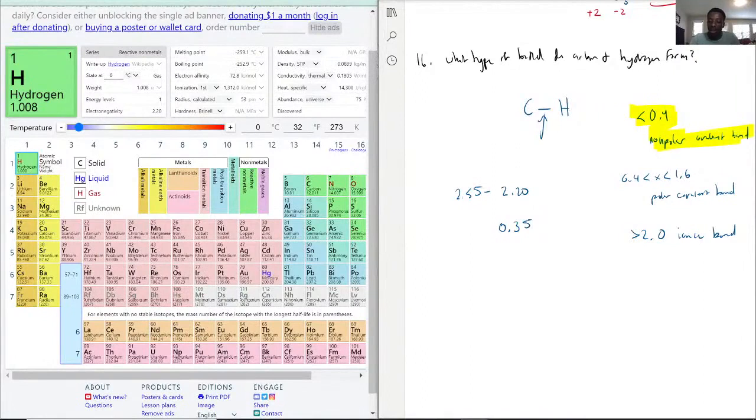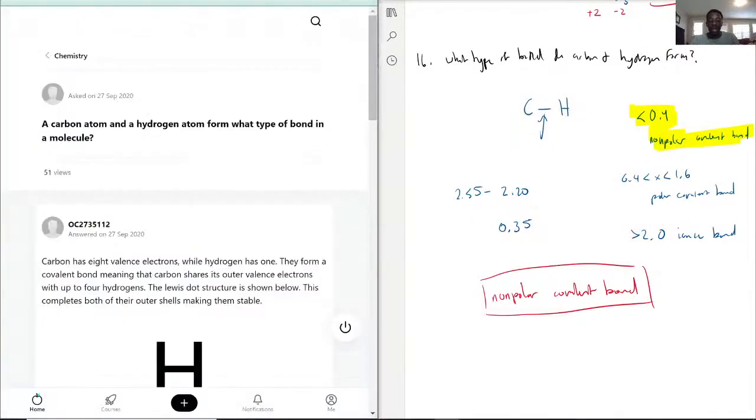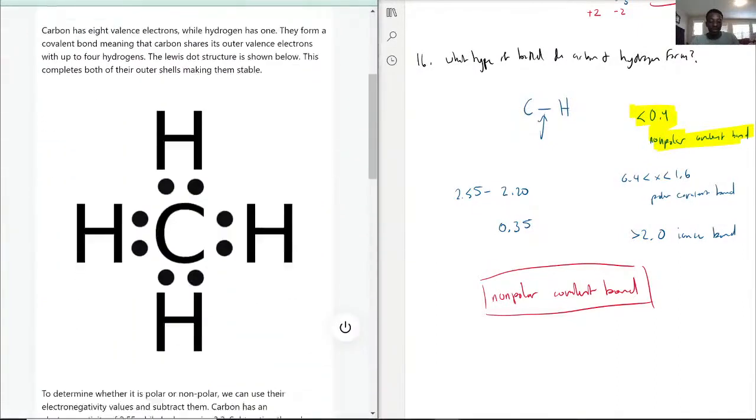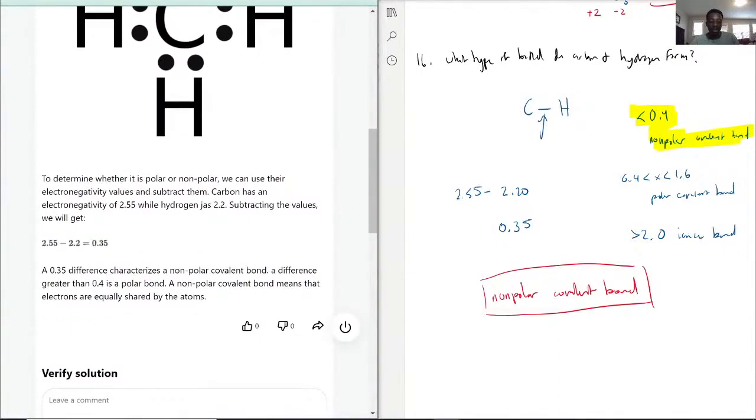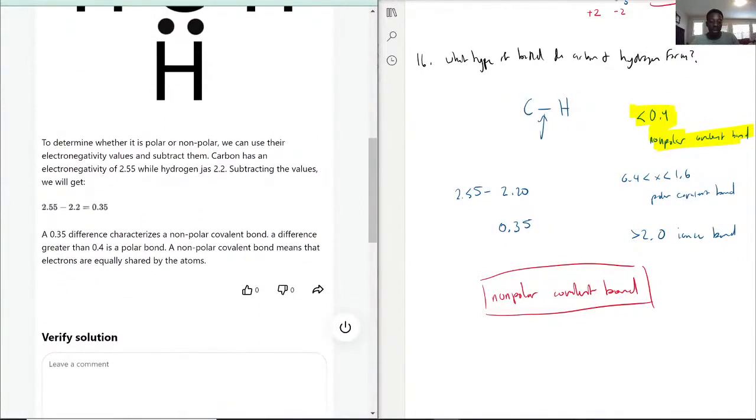So that means that carbon and hydrogen form a, let me just write the answer in red, a nonpolar covalent bond. Okay, and that is really the answer there. And as you can see here, they measure the electronegativity, and a 0.35 difference is a nonpolar covalent bond.